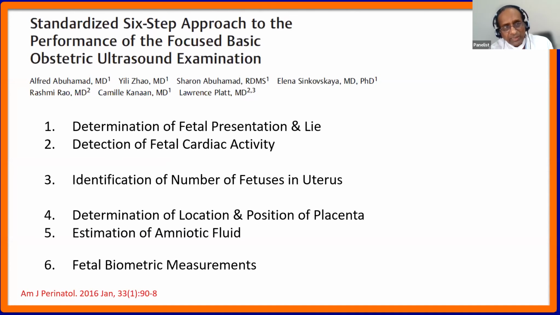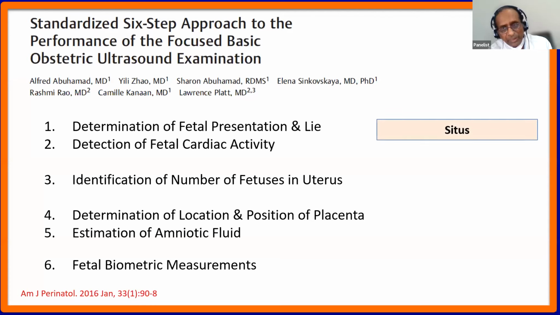So what are these 6 steps? Alfred Abuhamad published this in the year 2016. He said when somebody wants to do a scan, first you do presentation and lie. Then you detect cardiac activity. Then you look at number of fetuses in the uterus, determine and locate the position of the placenta, estimate amniotic fluid, and do biometric measurements. This is called a 6-step approach.